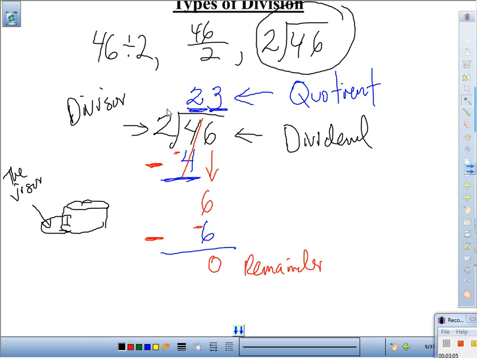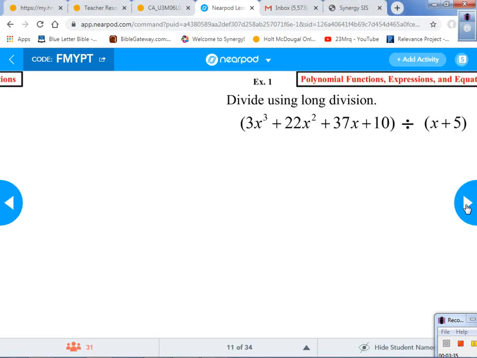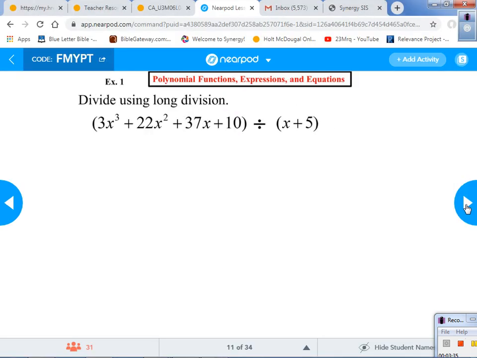And I used to tell my 8th grade students, guys, this stuff you guys need to know. The mechanics, the whole mechanics, you guys need to know. Why? Because we get to this part. Copy this. Divide using long division: 3x cubed plus 22x squared plus 37x plus 10 divided by x plus 5.